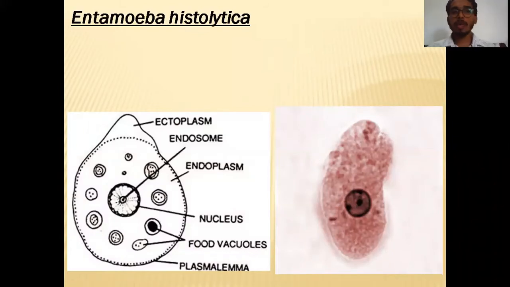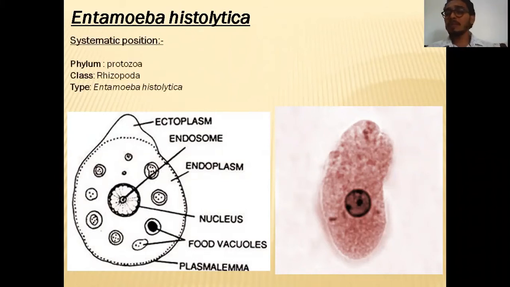It is a microscopic unicellular organism having a proper nucleus, and the nucleus is slightly eccentric. It's called eccentric because the nucleus is slightly away from the center because of the pseudopodia. Apart from that, it has many food vacuoles, but it doesn't have a contractile vacuole like how it has in amoeba.